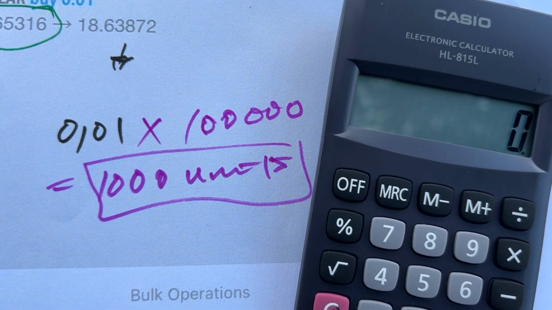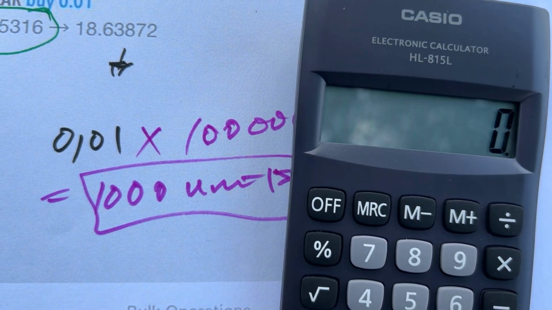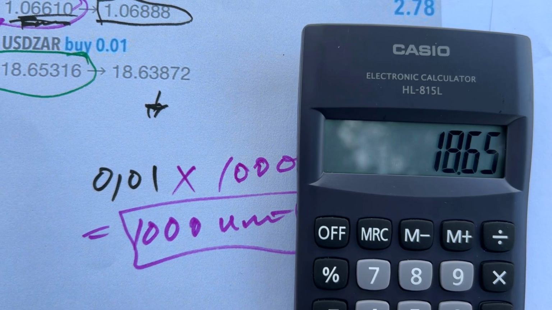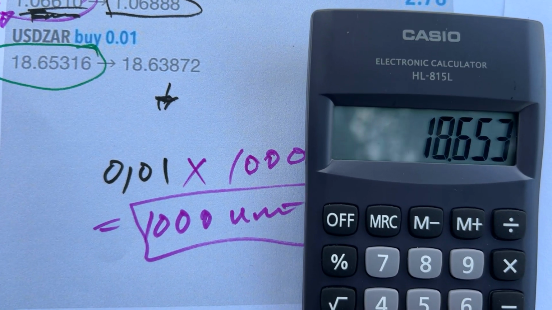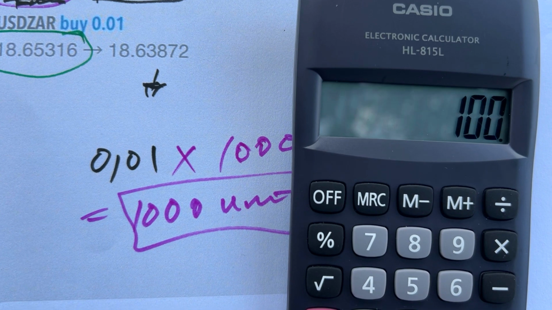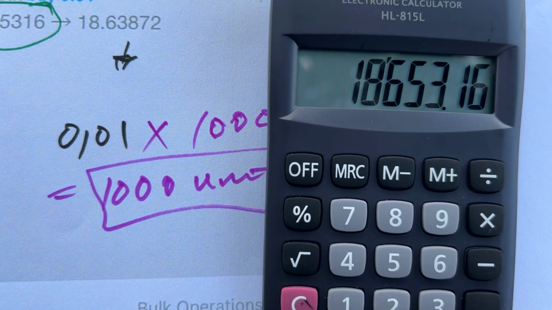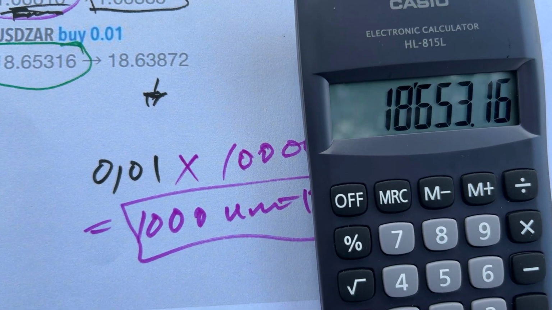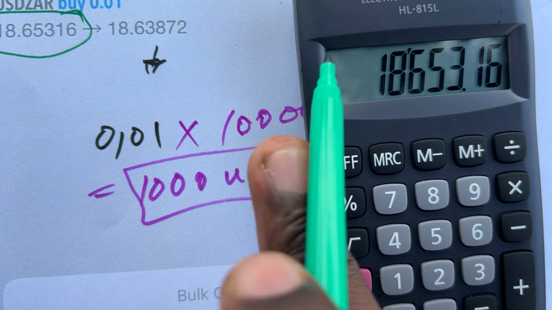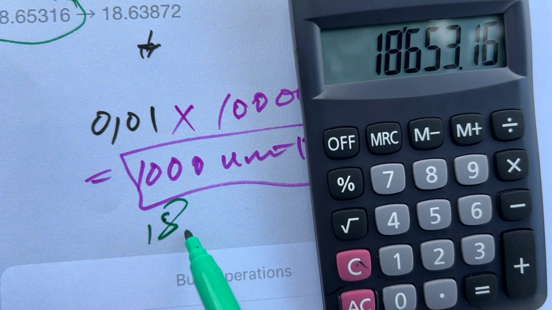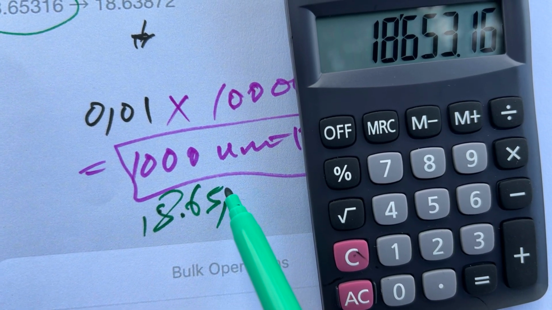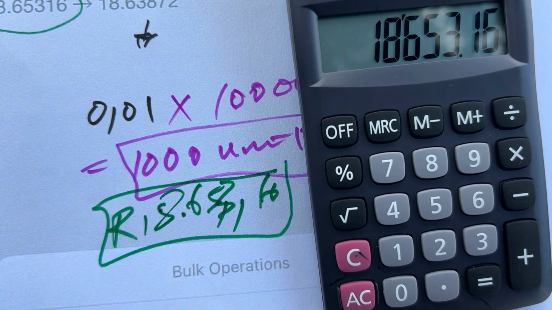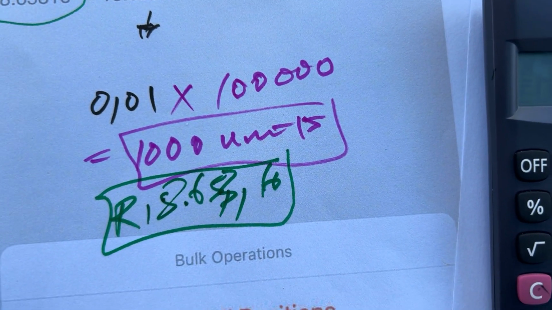Sorry, let's just do the calculation again. It's going to be 18.65316 times 1,000. And then we get 18,653.16 rand. That's the amount of money that we get, and we can put it here. This is the money that you need.